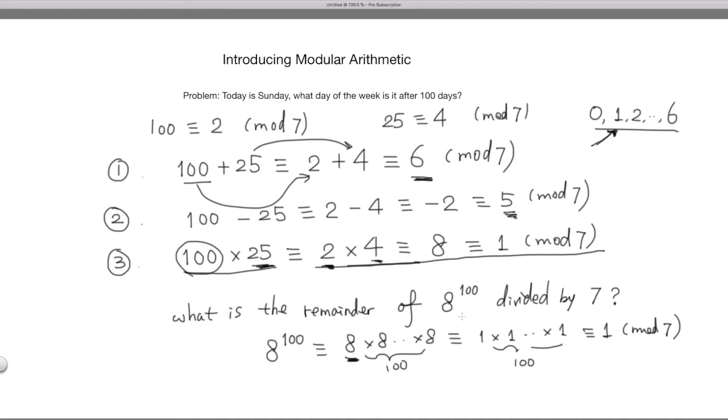Okay, so in this class, we introduced this notion of modular arithmetic. It has very basic properties, and we see that the biggest benefit is from multiplication. That's the end of this class.